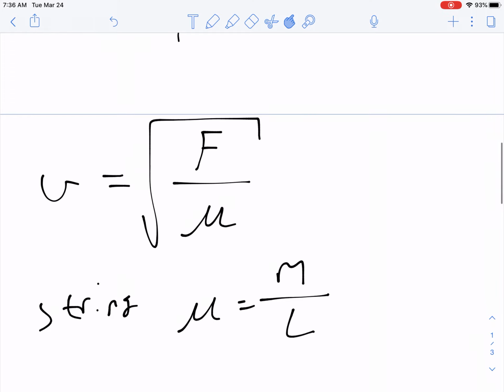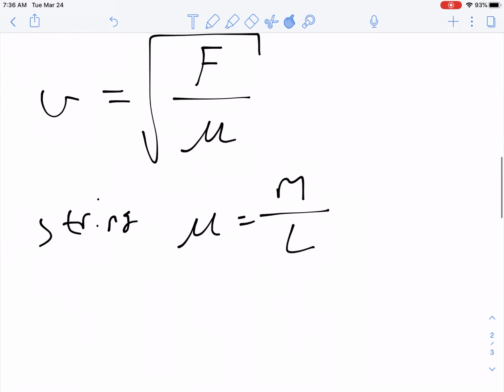F, that's just the force in the string. The force in a string is just tension. That's what we've called it before, the tension in the string. So the velocity in a string is just going to be the ratio of the tension in the string, how tight is the string, divided by its linear density, the mass per unit length, and then square root it. That gives us the velocity of a wave in a string.